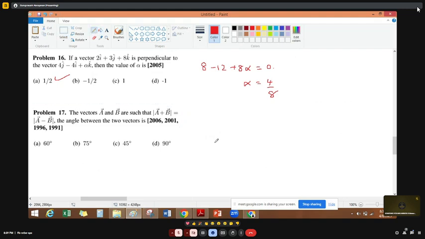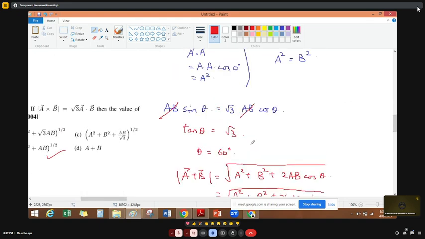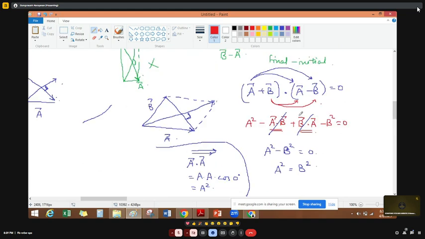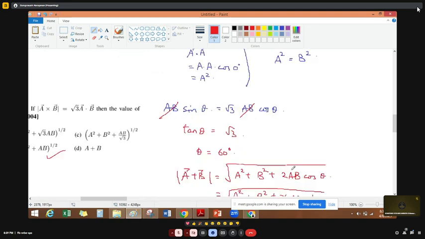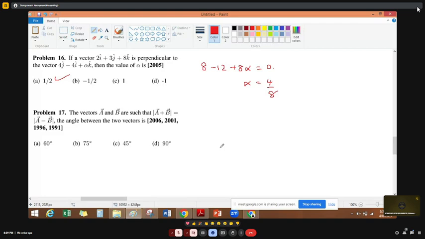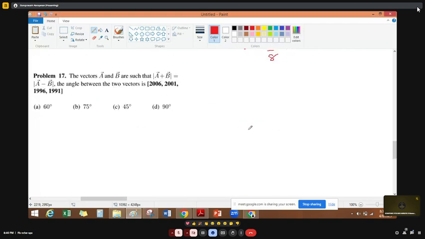Okay, any idea? Vectors A and B are such that A plus B and A minus B, the angle between the two vectors. That means this and this are equal. 90 degrees, sir. Yeah, I think just now we did that, right? This one. Yes, sir. Only when they are 90 degrees, these two will be equal. So I think you can take it from there. It's the same thing. Another, you can think of another method, right? A plus B.